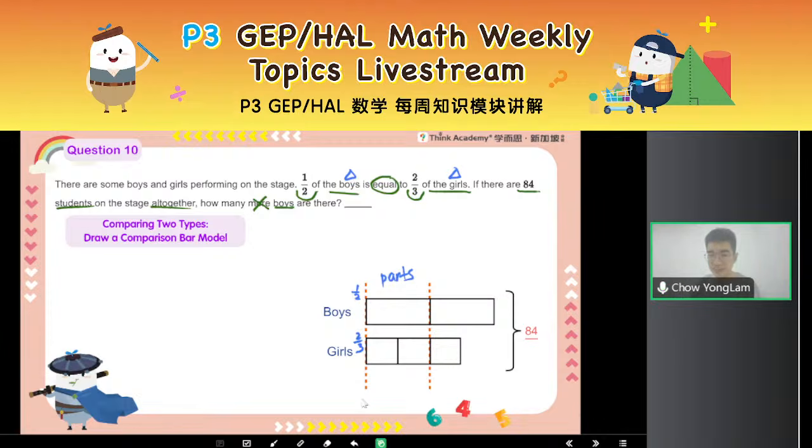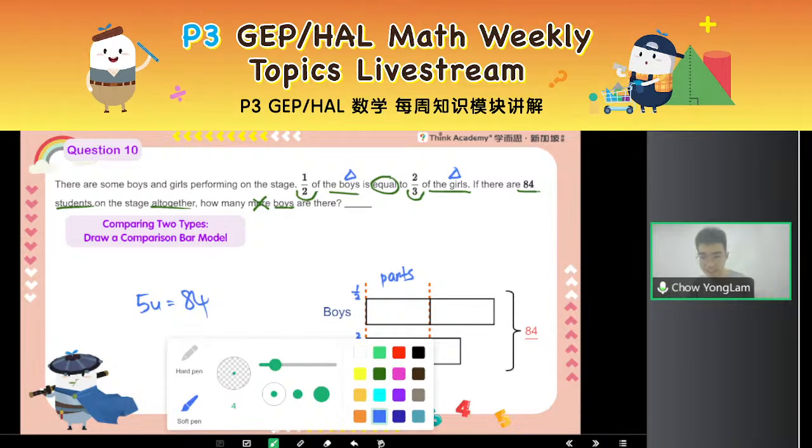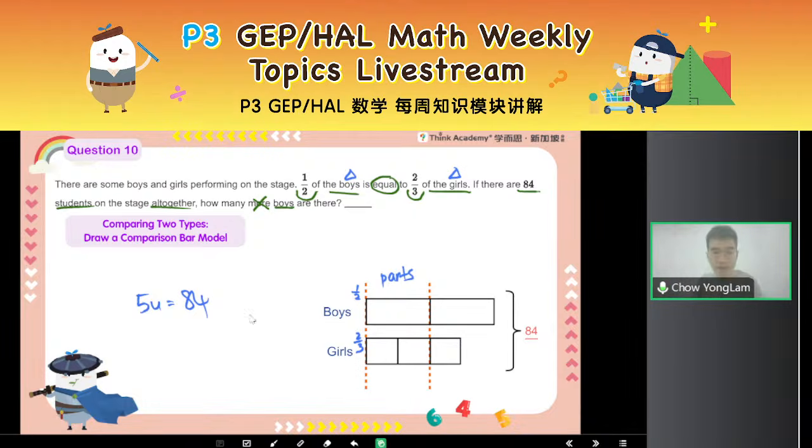I have 84. Does that mean there are 1 unit, 2 units, 3 units, 4 units, 5 units? Yeah, 5 units equals 84. Am I correct? Can I say 5 units is equal to 84? Is this the correct way to express the unit? What do you think? Is it 5 units equals 84? No, right?